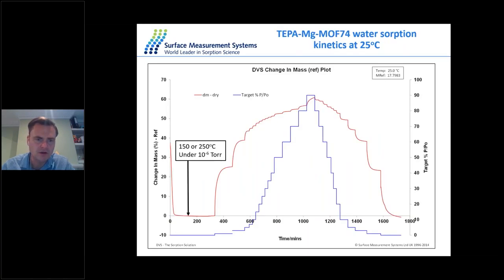Now we've done the same work on this functionalized MOF-74 at 25. Again, we've done the outgassing at 120, 150 and 250 degrees, and we see relatively different adsorption behavior. We again look at the kinetics, as I mentioned, so we can calculate diffusion coefficients, how fast the water comes into the material. We again step up the pressure from 0 to 90 and go back to 0, so you see the nice equilibriums.